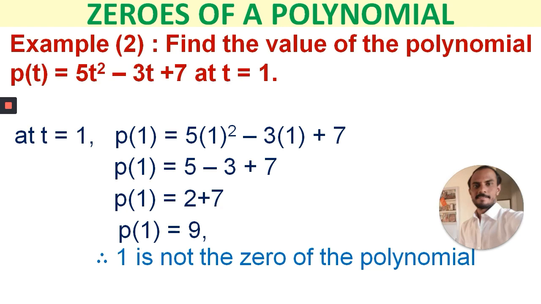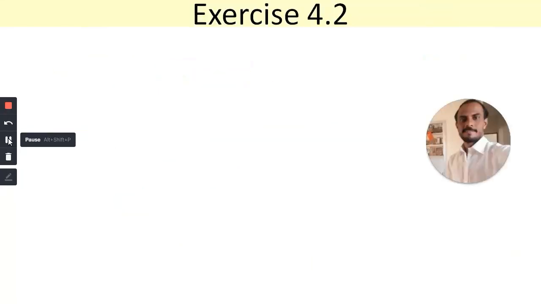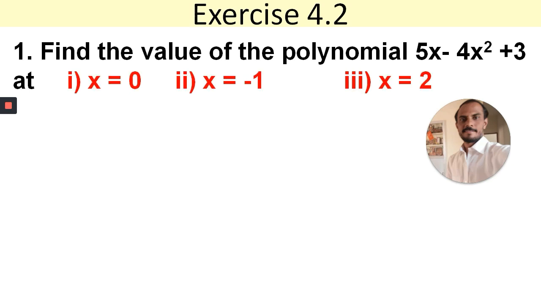We have to move to the next. The exercise 4.2. We have to discuss that one. Exercise 4.2. The first question. Find the value of the polynomial 5x minus 4x square plus 3 at 3 questions given. Only one polynomial. Each question, number 1, 2, 3 are the subheadings. In each question the polynomial you should consider is what? 5x minus 4x square plus 3 only.